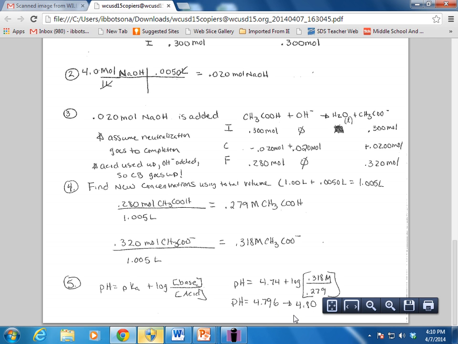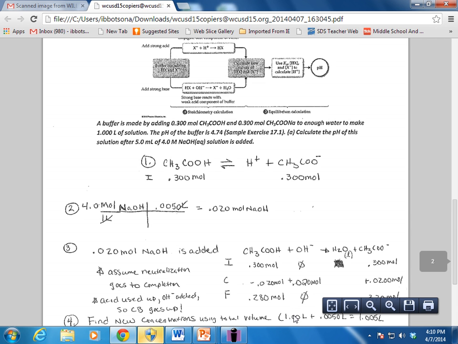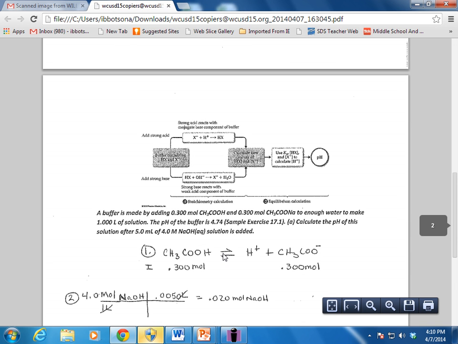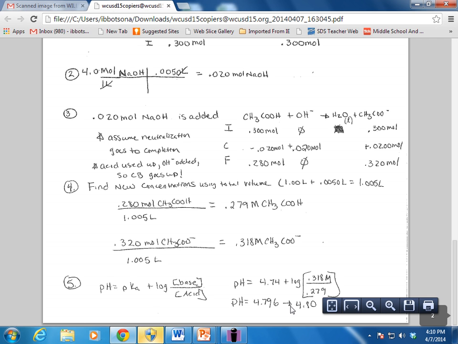Now think about why that makes sense. I added a strong base, so that should make the pH go up. Now it doesn't make the pH jump up by a lot because we have acid and base to neutralize it. There's already some acid to get rid of it. So while it did raise the pH from 4.74 in the original solution up to 4.8, that wouldn't be as much as if we didn't have any buffer solution present. So that walks you through the steps on how you can find out the effects of a strong acid or base on the buffer.